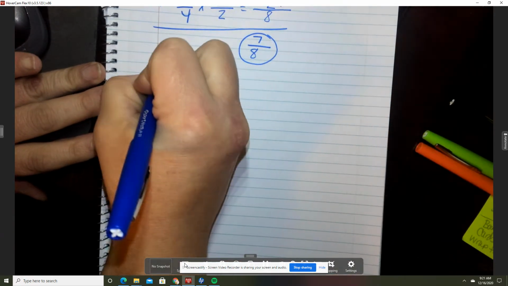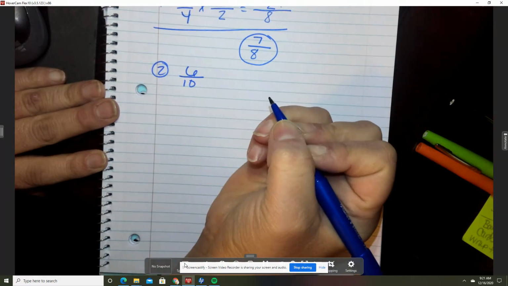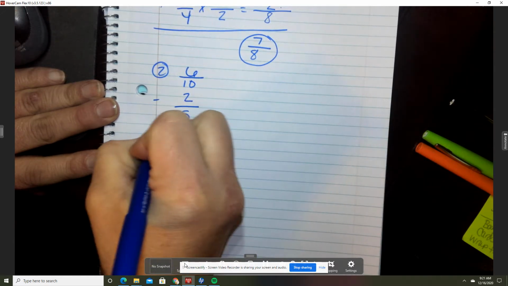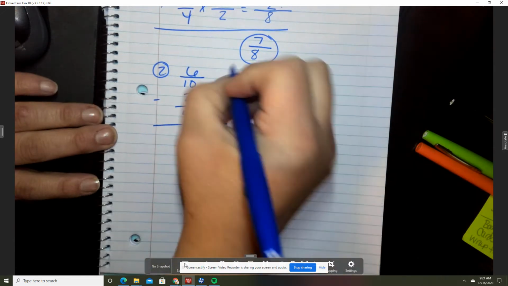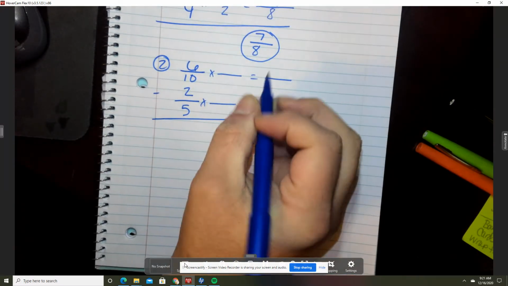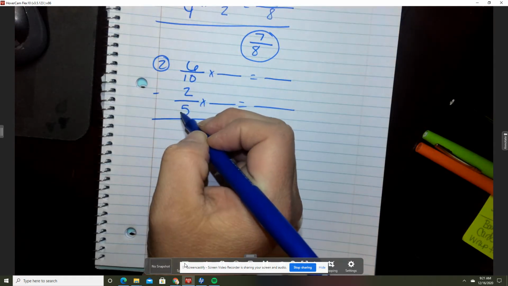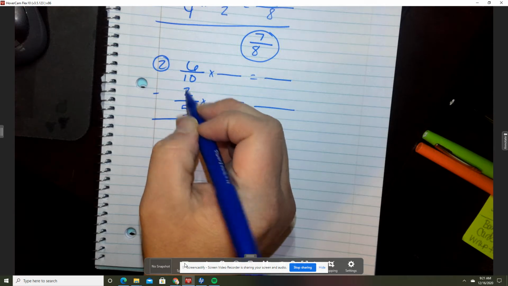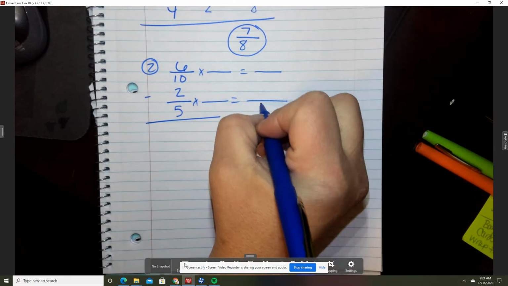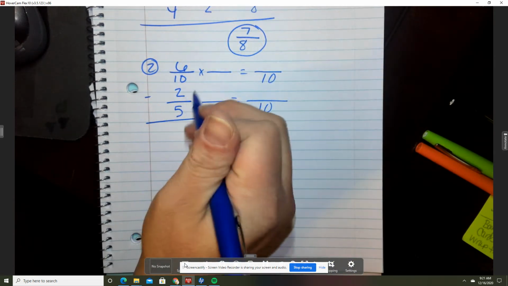Okay. Let's do this one together. 6/10 minus 2/5. All right. And I'm going to go on and set up my problem. And again, ask yourself, can the littlest denominator go into the biggest denominator? Can 5 go into 10? Yes, 5 can go into 10 evenly without a remainder. So 10 is going to be our denominator. So if 5 can go into 10 evenly, the bigger denominator is what we use.